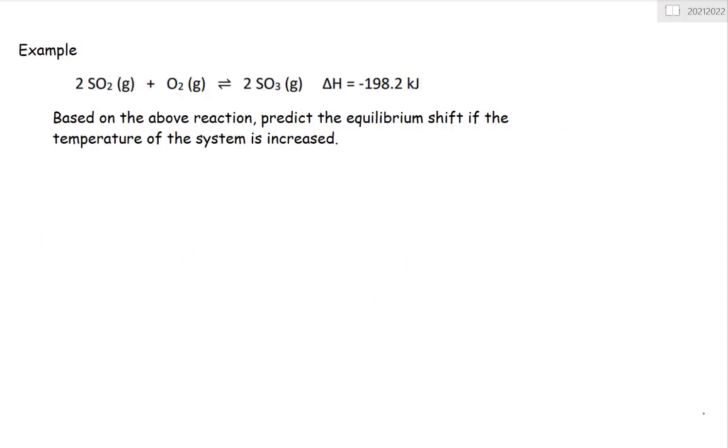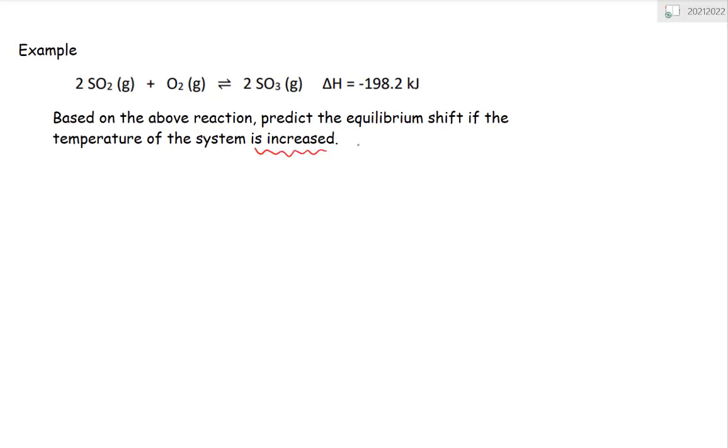Alright, madam gives you one more example, and this example you can copy down. It's not in the notes, it's an additional example that madam gave you. So given a balanced equation with the delta H value, the question asks, based on the above reaction, predict the equilibrium shift if the temperature of the system is increased.